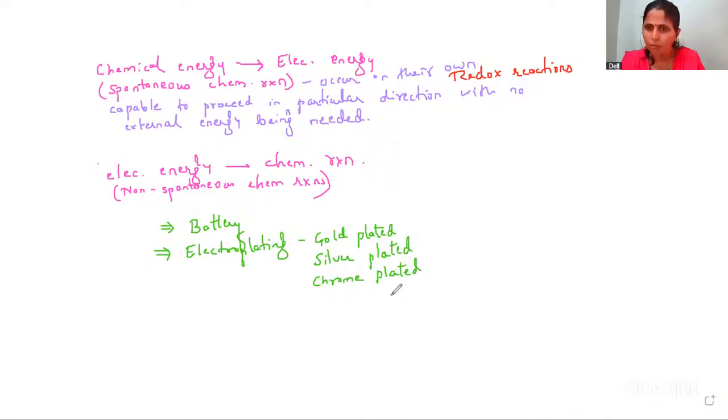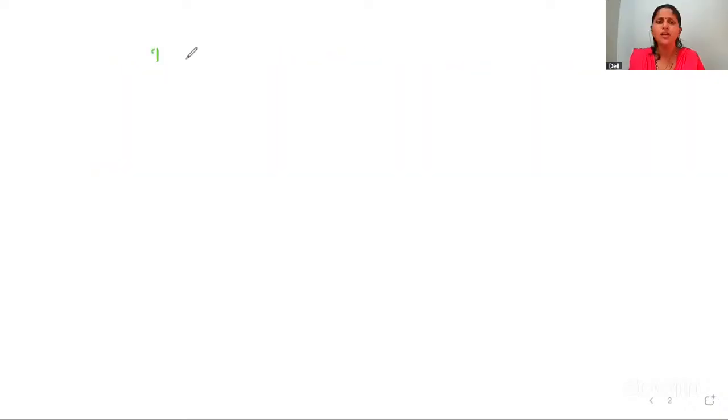So what is done in all these cases is that a layer of one metal is plated on another metal using electricity. That is called electroplating. This is also an important application of electrochemistry. That's the reason we are going to talk about electrochemistry in detail. So what is the bottom line of electrochemistry? The bottom line of electrochemistry is redox reactions.